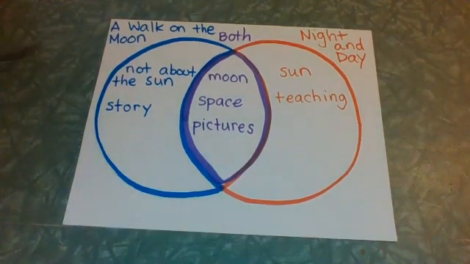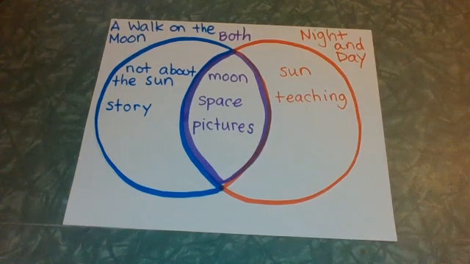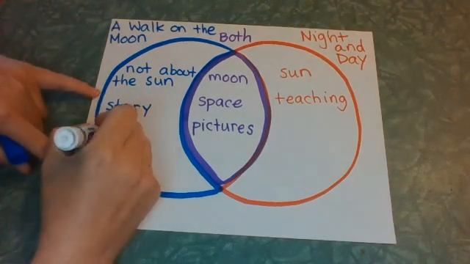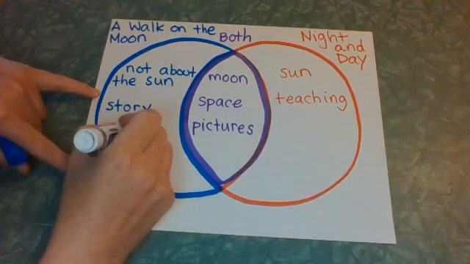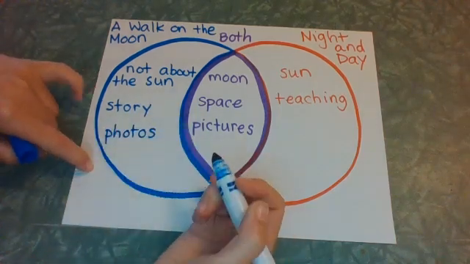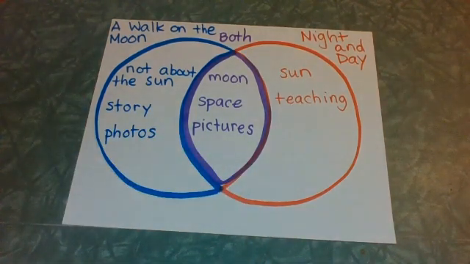Now they both have pictures. What makes our pictures different? When I think about A Walk on the Moon, they only have a few pictures, and they're just of that one trip to the moon. But Night and Day has many different kinds of pictures. There are drawings, there are photographs of the moon, there are photographs of kids, the earth. So I will write just photos here. A photograph. That's the kind of pictures that we had on A Walk on the Moon.